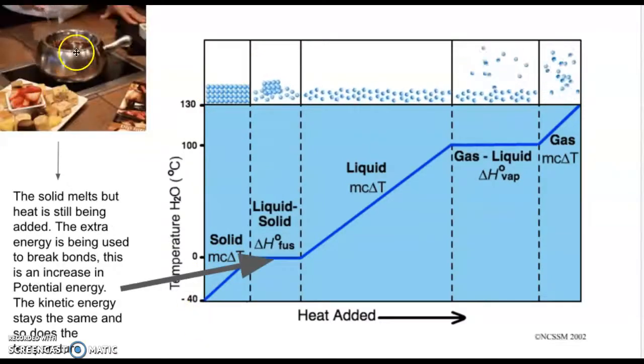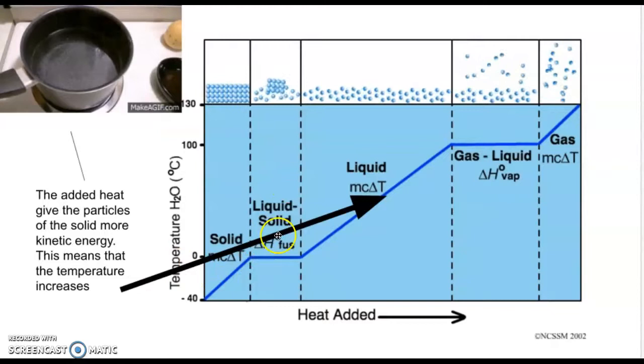But when the chocolate starts to melt, heat is still coming in, right? So heat is still being added. But this time, there is no increase in kinetic energy. The extra energy that's coming in is breaking the bonds. And this is increasing the potential energy of the particles, right? So they become free. That energy is almost like a payment to try and break the bonds. And then that would register as an increase of potential energy. Now, because no increase in kinetic energy is taking place, there is no increase in temperature.